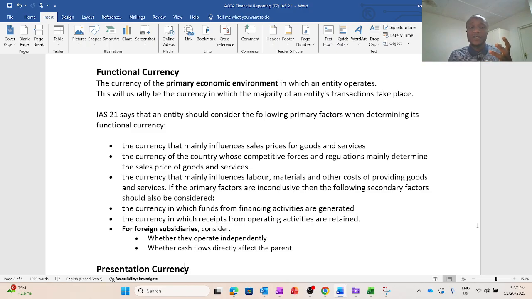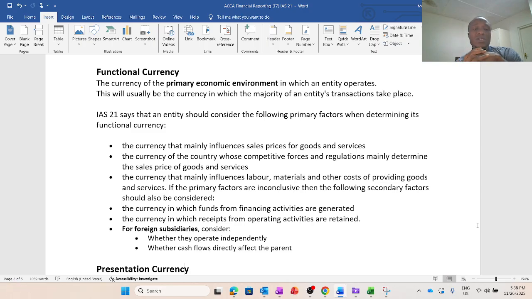So for us to say that this is the functional currency of company A, or this is the functional currency of company B, or this is the presentation currency of company A, these are the factors we need to consider. First and foremost, the currency that mainly influences sales prices. If most of our sales transactions are done in leones, then it means that the leone can be our functional currency. This is an indication. If most of our sales transactions are done in dollars, then our functional currency might be the dollar. This is one factor.